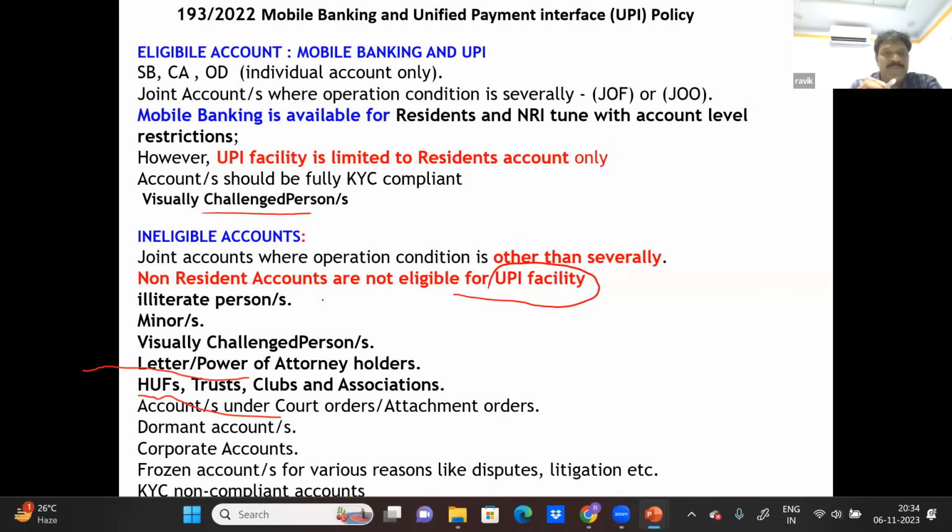So please try to remember these things. Mobile banking means he has to read and do. Correct? ATM means he will put the card, click the button, and he will get it. But mobile banking means he needs some idea. So that's why they said illiterates are not eligible.